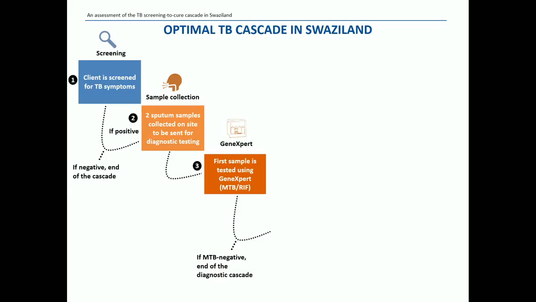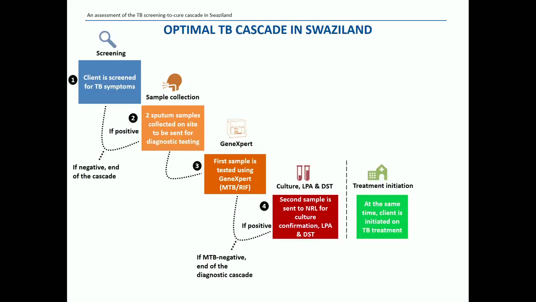And then we have an expanded access to DST algorithm, which allows for all MTB positive samples to be sent to the NTRL for first-line DST, and those that are found to be rifampicin resistant on GeneXpert undergo second-line DST as well from the beginning. So we were using this as our benchmark for assessing the cascade and identifying leakages in the cascade, as well as adherence to the national diagnostic algorithm.